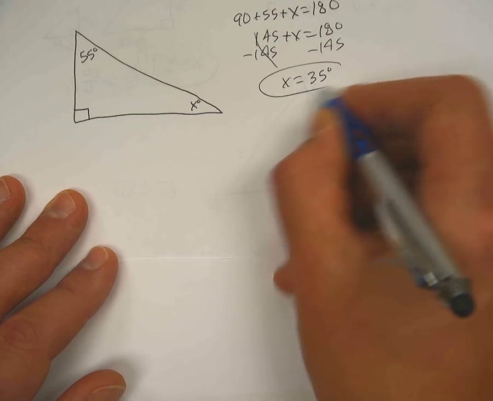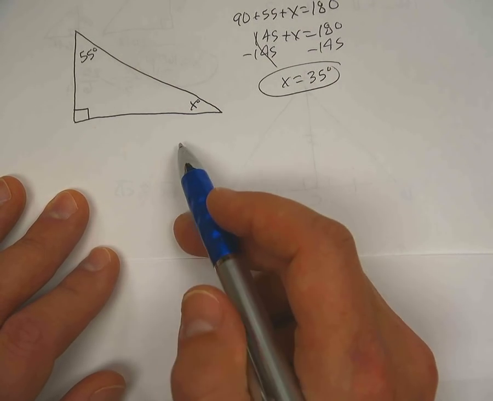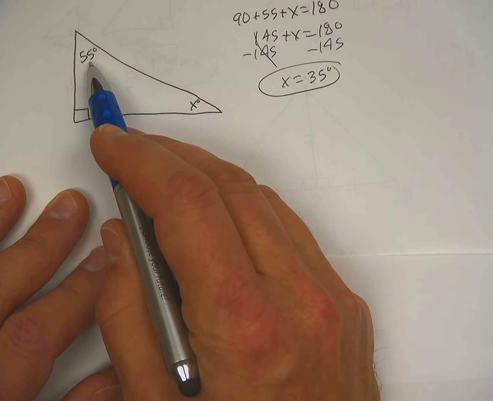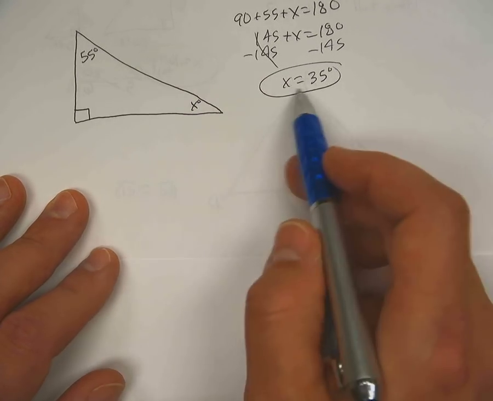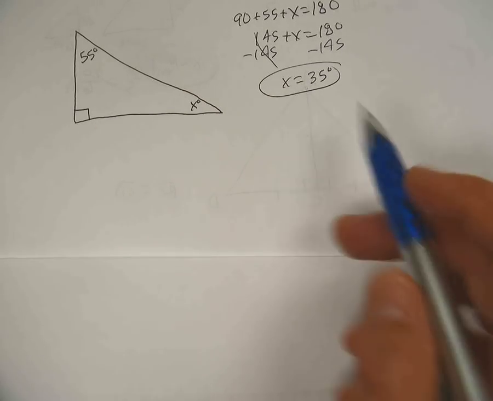35 degrees. Another easier way I could do it is I could just take 90 minus 55, because I know these two angles add up to 90, and that's going to give me 35 degrees as well.